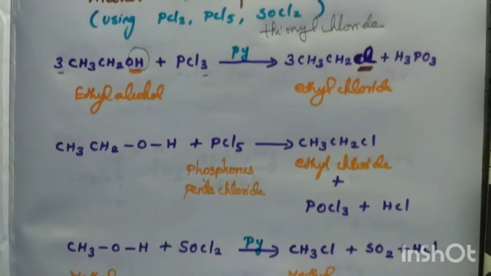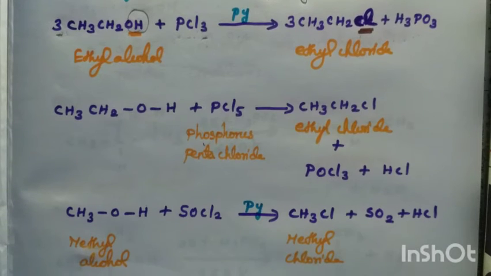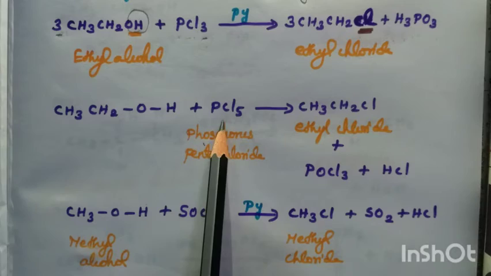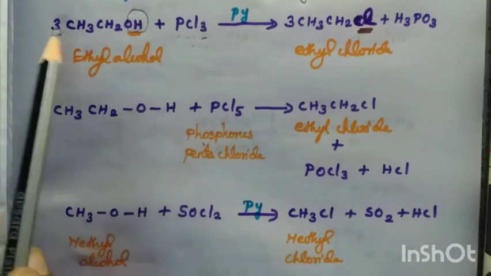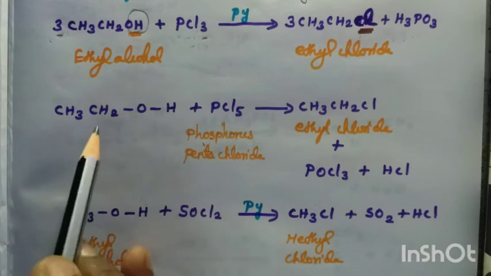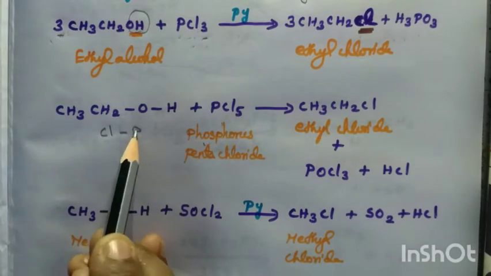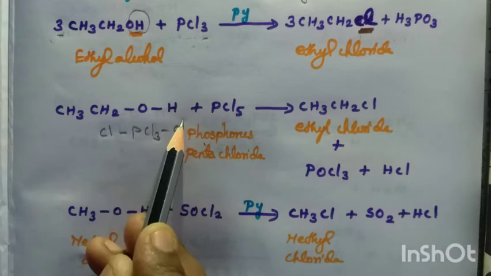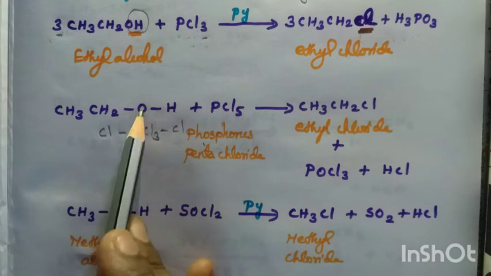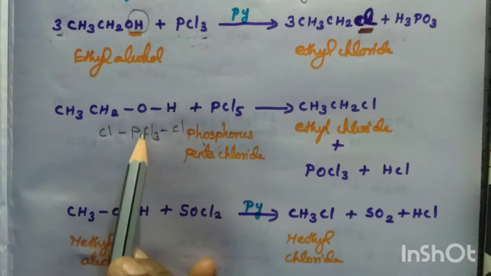And the byproduct here is phosphorus acid. And now it is ethyl alcohol with PCl5. PCl3 means 3 molecules. Now we are going to see the PCl5. How is this PCl5 involved? Cl, PCl3, Cl. You have to write in this manner. Cl. PCl3 should be written directly to the O.